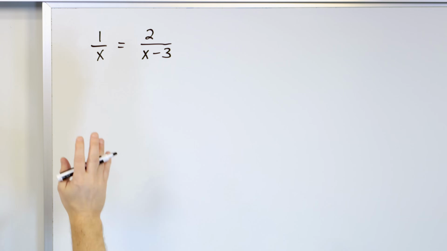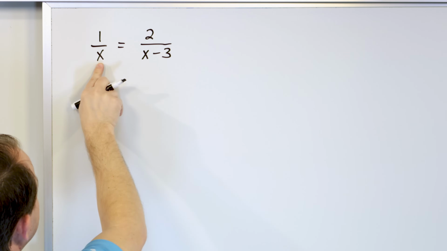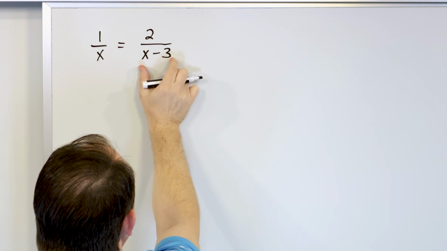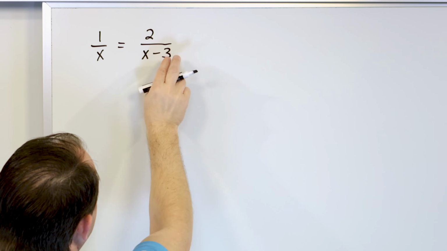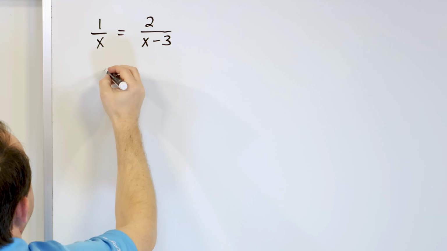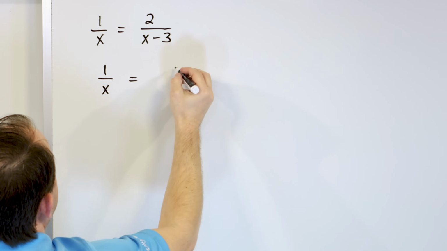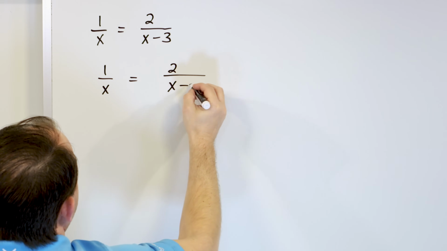What do we multiply by? We want to get rid of the denominators. That means we want to get rid of the x, and we also want to get rid of this entire denominator, x minus 3. We don't want to have any denominator here. We don't want to have a 3 here, and we also don't want to have an x here. So let's rewrite it, and let's decide what to multiply by.